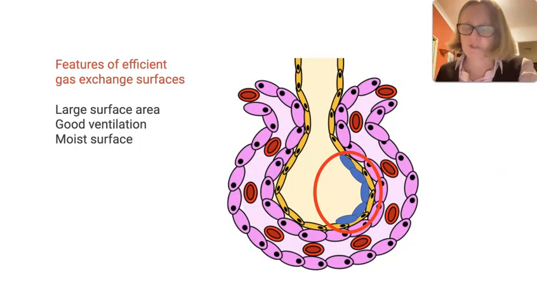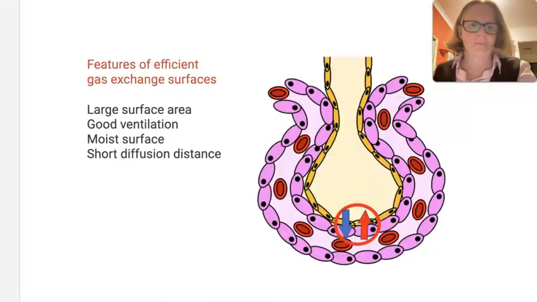The next one is moisture. So all gas exchange surfaces are moist so that the gases can dissolve into that moisture layer and get very close to the gas exchange surface. The inside of our lungs is moist. We know that when we breathe out, you can feel moisture on your exhaled air.